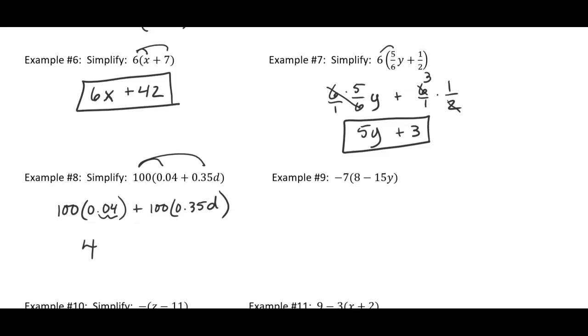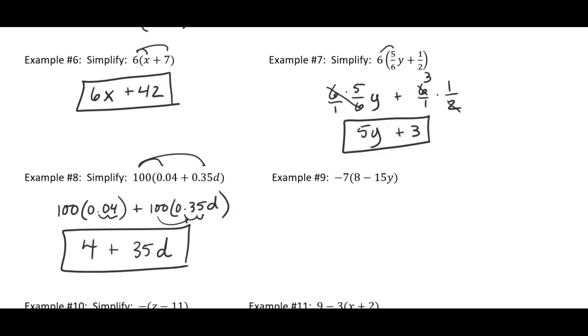And why can you do that on the next problem? Why can I do 100 times 0.35 even though the d is attached? Well, it has to do with that associative property of multiplication that we talked about before. So you can go 100 times 0.35. I'm not going to rewrite it, but you're going to move that decimal 2 places, and we're going to get plus 35d, and that's okay. If you wanted to write 35d plus 4, you could because addition is commutative, but I'm not going to bother.